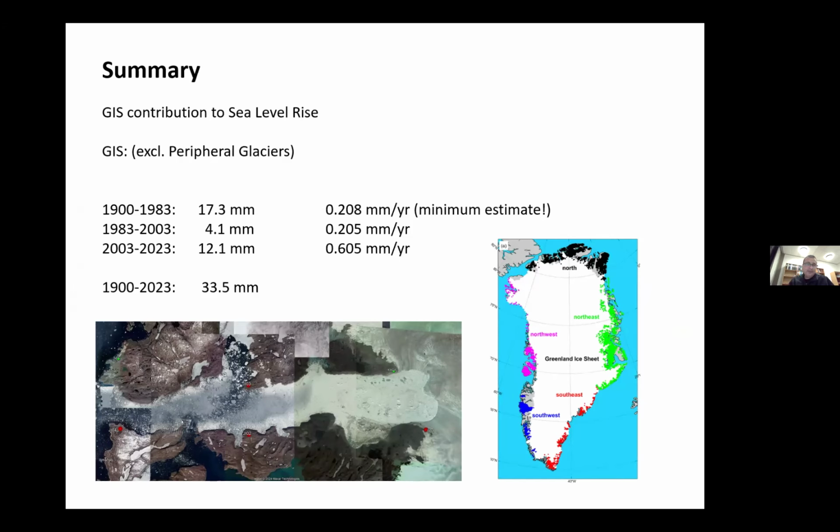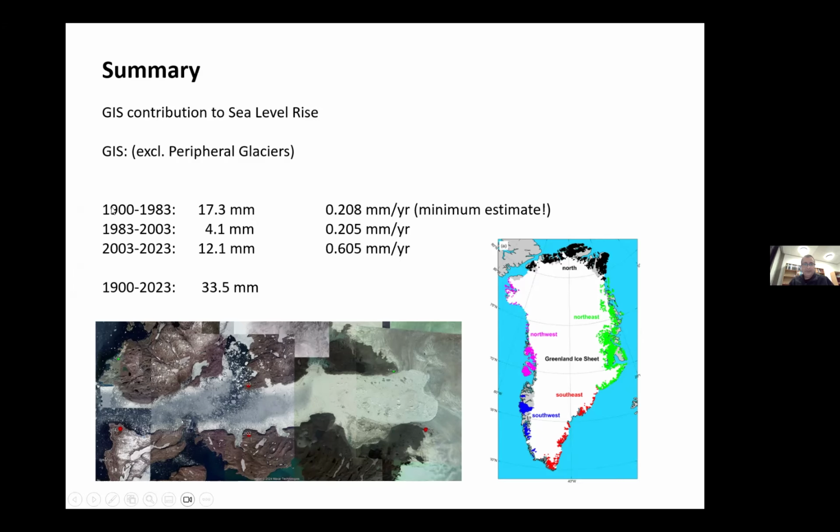So in summary, from 1900 to 1983, the Greenland Ice Sheet, now excluding peripheral glaciers, contributed 17.3 millimeters of global sea level rise. From 1983 to 2003, 4.1. And over the last 20 years, it's 12.1 millimeters, where you also have the rates here.